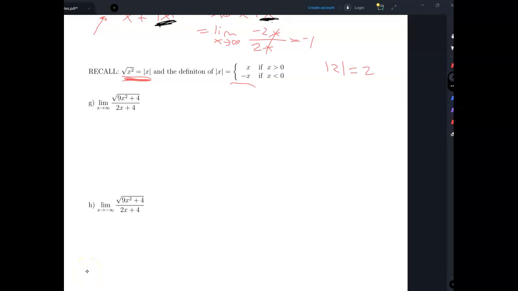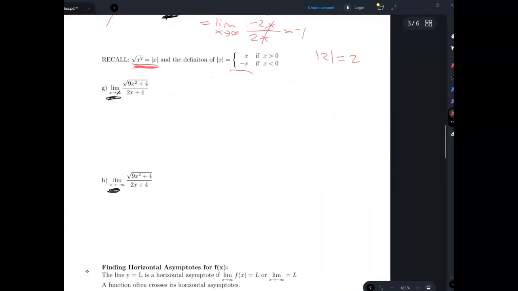So we're going to play with the same idea. Notice these two problems right here: the same function, one going to positive infinity, one going to negative infinity. So again, we're going to take the highest power term from the numerator and denominator. Let x go to infinity. So I get root 9x squared over 2x. So the limit as x goes to infinity.